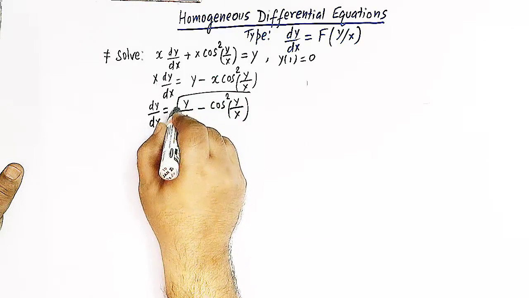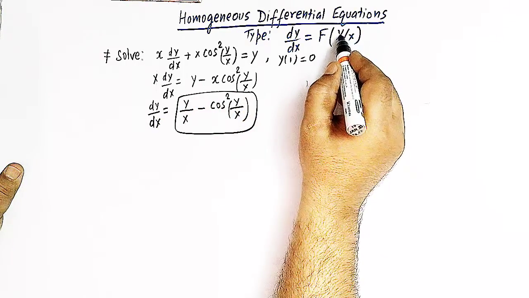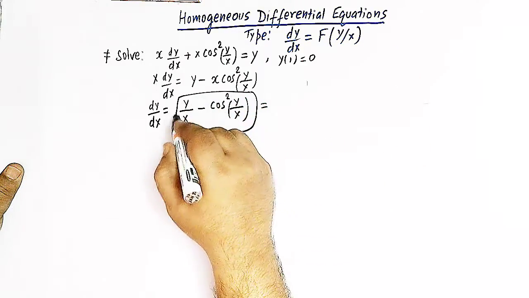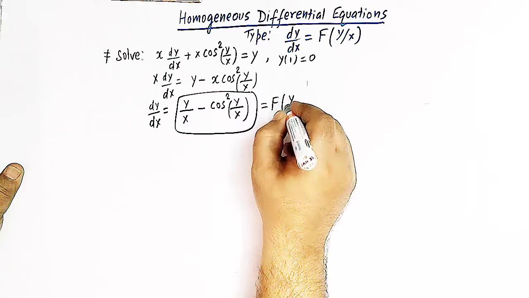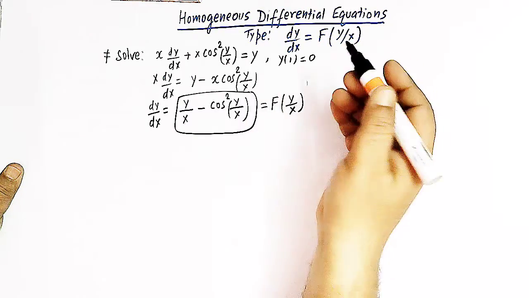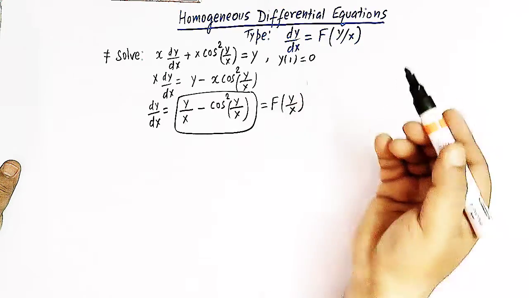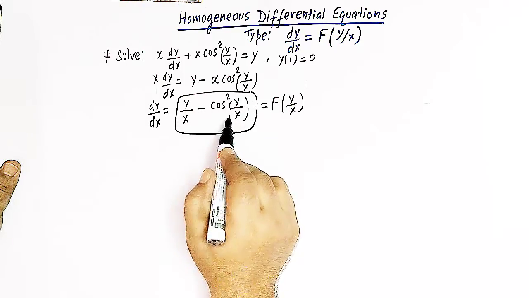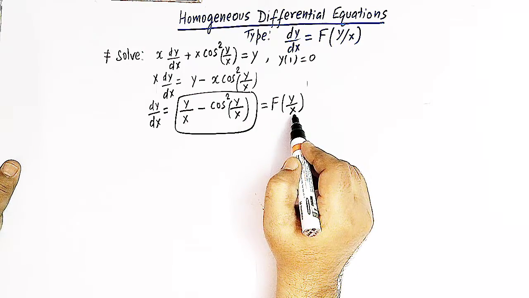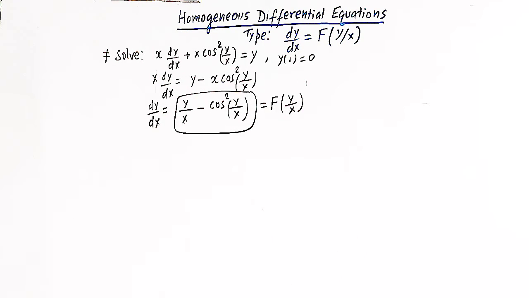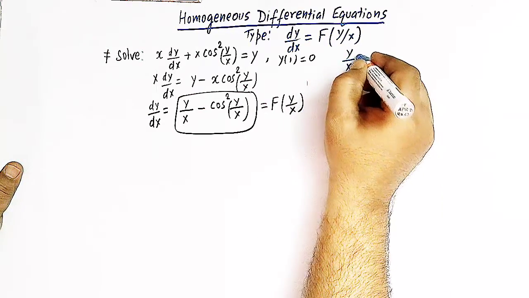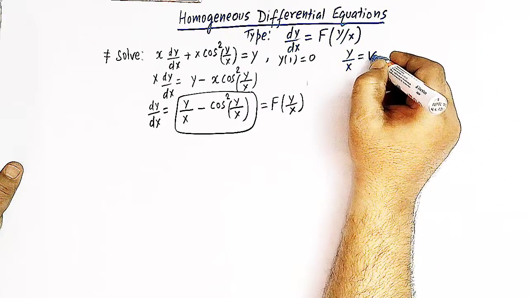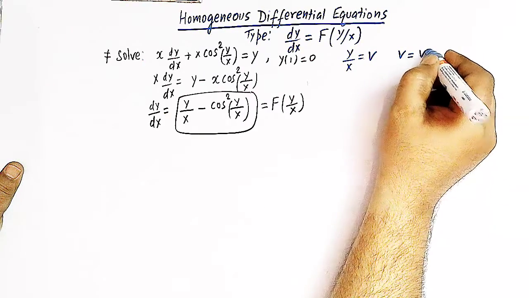So now we can see that this is a function of y over x. So we can treat this function as f of y over x, and the details about homogeneous functions are already discussed in our previous videos. So here we have this function that is of y over x, right? Now to solve these kinds of differential equations, what we do, we make the substitution that is y over x is equal to v, right? Where this v is a function of x.